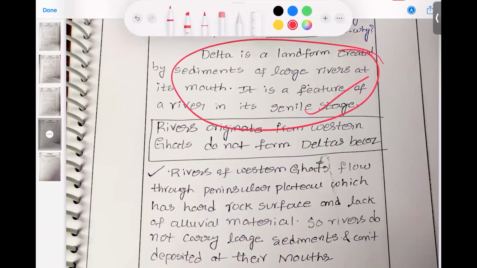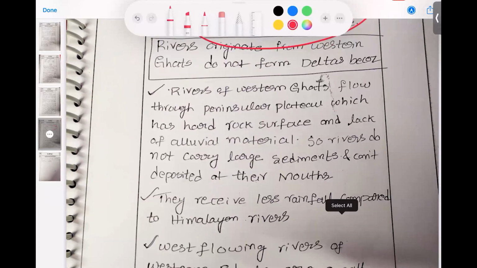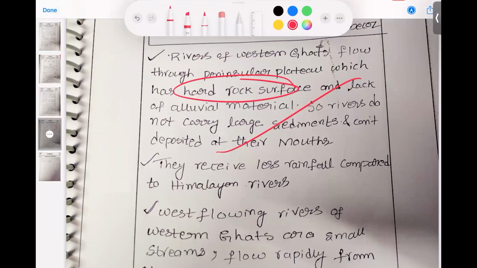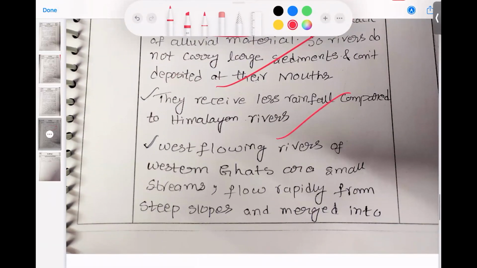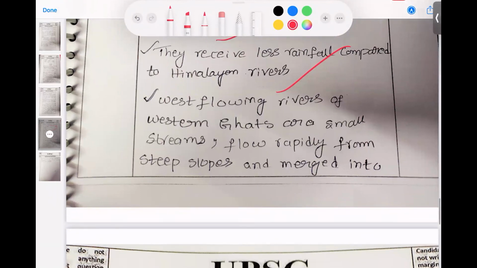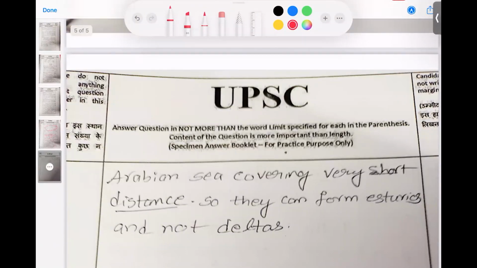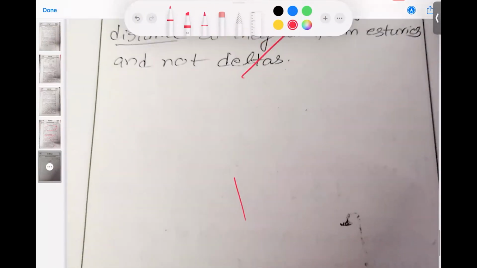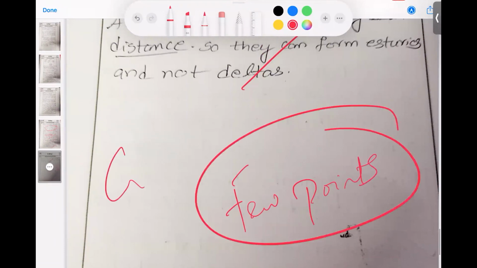Okay, delta definition you want to mention. Okay. Yeah, good. They come from hard rock surface. Yes, this point I missed. So hence they do not have a lot of sediments like your Godavari or Krishna. Also the rainfall is less, good. Okay, you only mentioned a few points. A few more points as discussed you can mention, Navya, and then conclude.